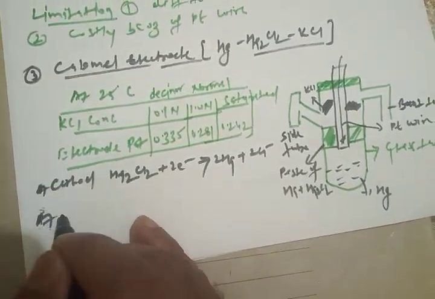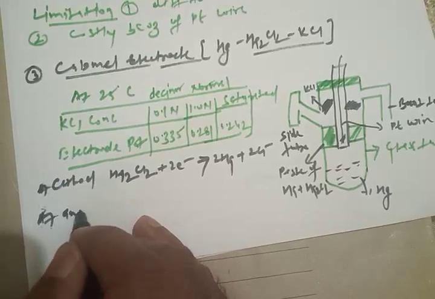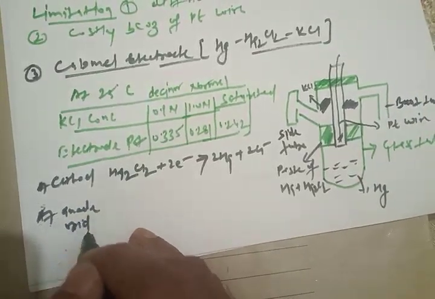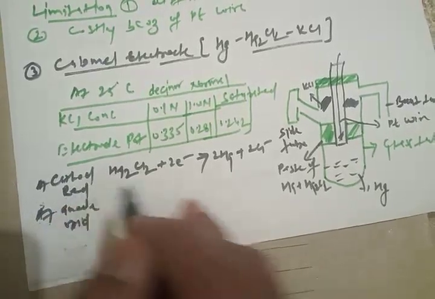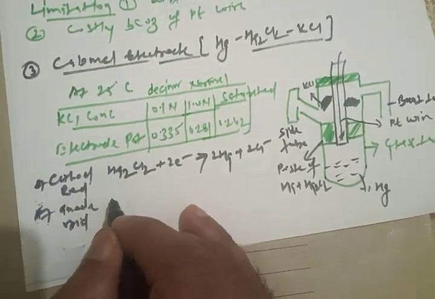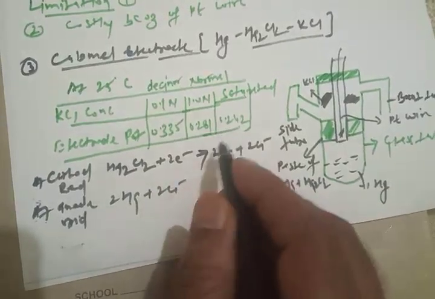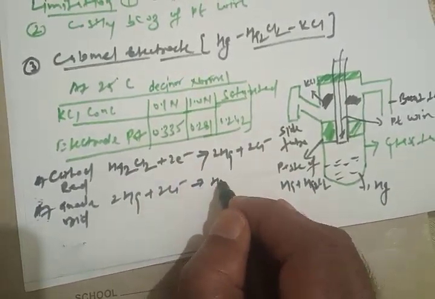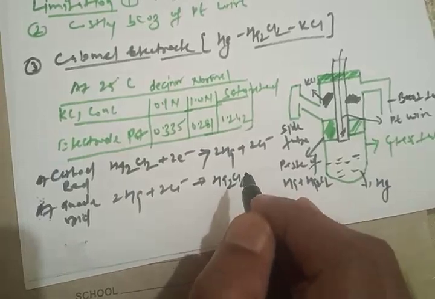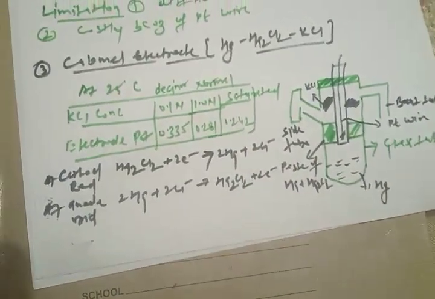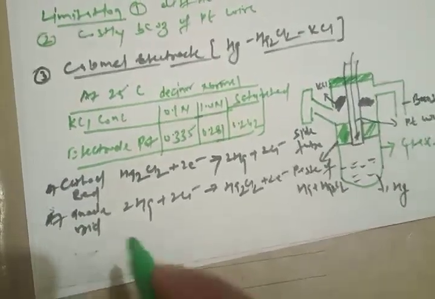At the anode, what will happen here? Oxidation occurs at the anode, reduction occurs at the cathode. So 2 Hg and 2 chloride ions, the reverse will take place, this will give Hg2Cl2 and 2 electrons.